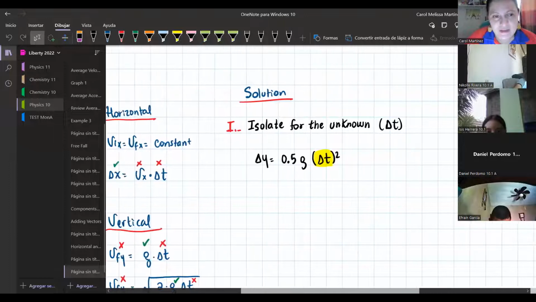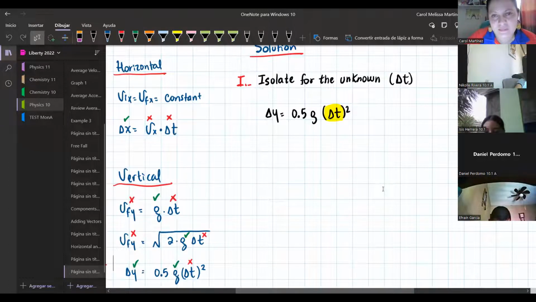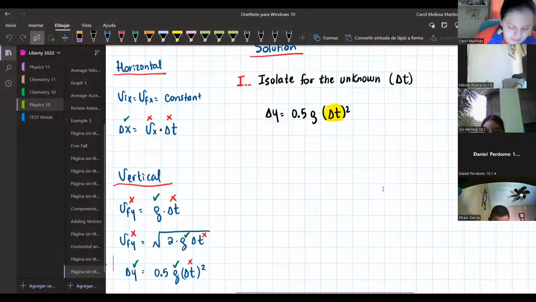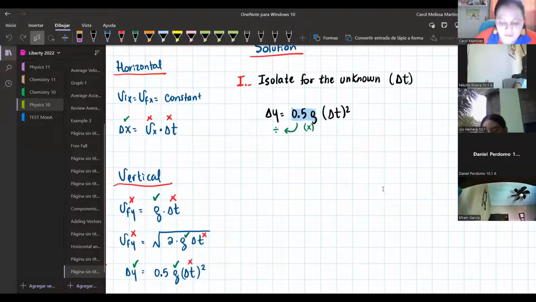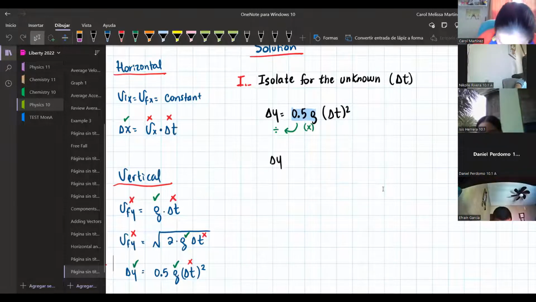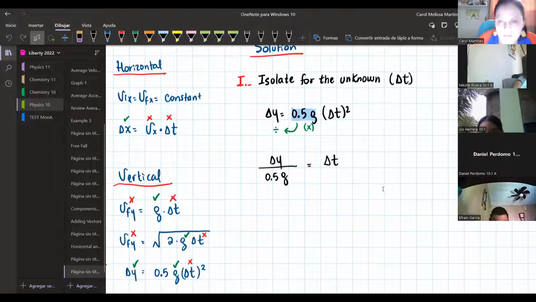Now, if we need to isolate for delta t, the first thing that I have to do is move these two terms that are multiplying delta t. They're going to go to the other side to divide. They are multiplying and they come to this side by performing a division. So my equation is now delta y divided by 0.5 gravity, all this equal to delta t squared.